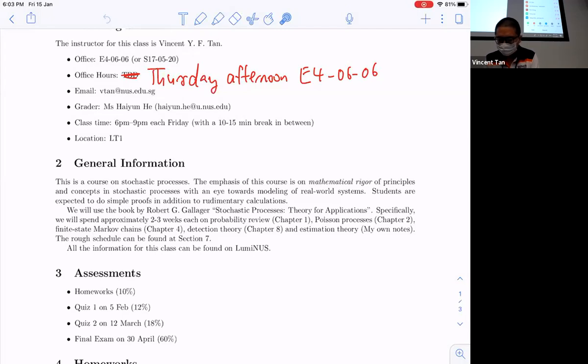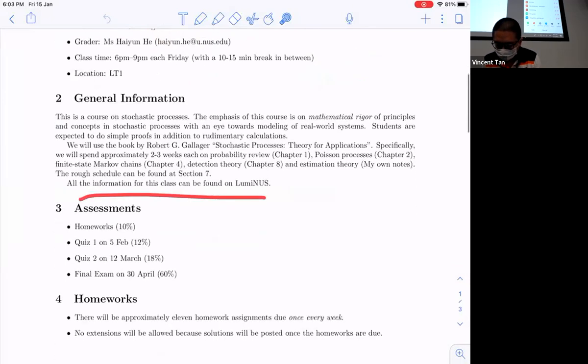We will use the book by Gallager, Stochastic Processes: Theory for Applications. Specifically, we will go through probability, chapter 1, for 3 weeks, Poisson processes for 3 weeks, finite state Markov chains for about 3.5 weeks, and the rest for the remaining time, 3 to 4 weeks here. So this detection theory is in chapter 8. Estimation theory is in chapter 10 of the book. But I find that the material there was not very good, so I wrote my own notes. But I'm still massaging them to make them really good before uploading. So all the information can be found on Luminus.